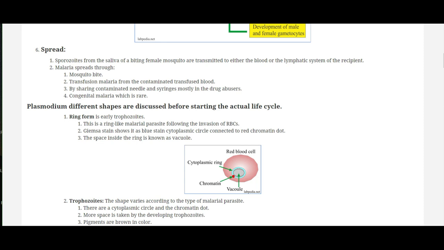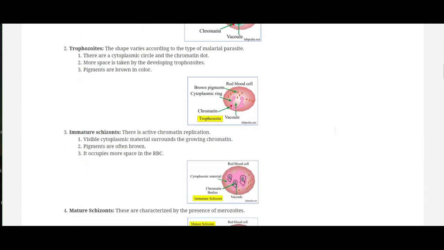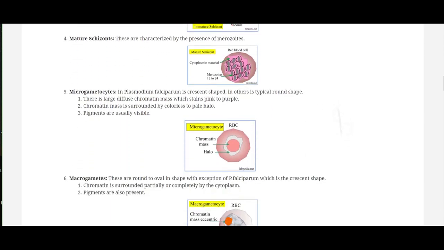Now before we go ahead, I can just tell you about the different types of the malarial parasite, or the Plasmodium. You can see it is in the ring form. In the ring form, which is present in the red blood cell, it shows cytoplasmic ring, chromatin, and there is a vacuole. Immature schizont, trophozoite, macrogametocytes.